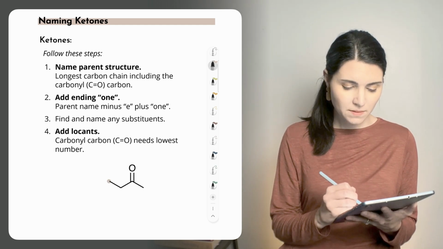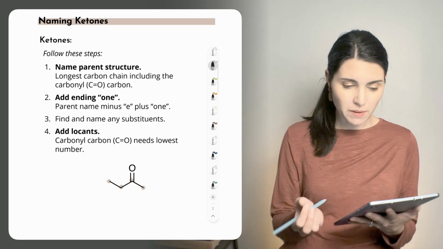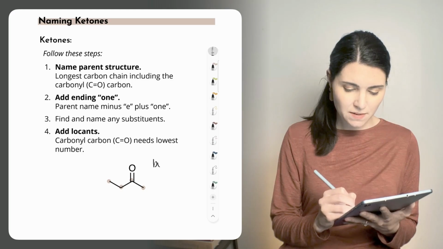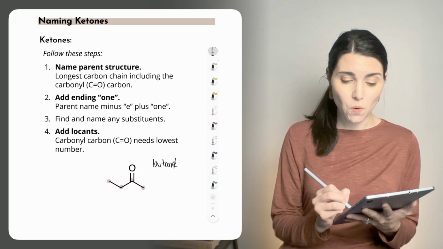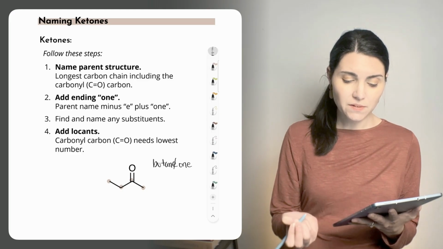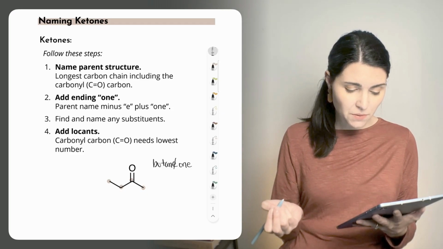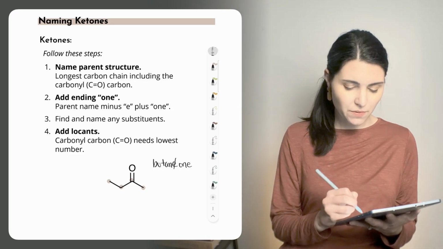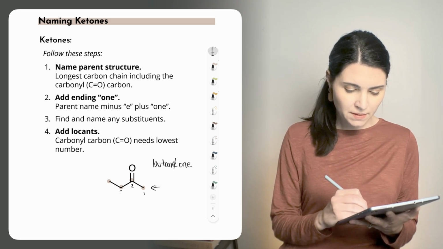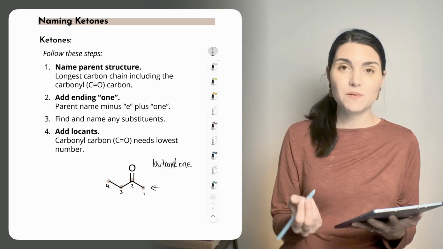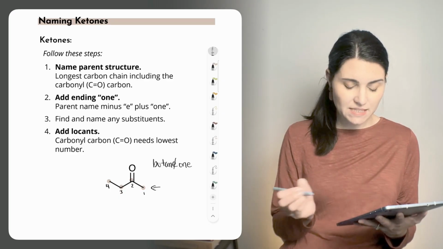It has 1, 2, 3, 4 carbons in the parent structure, including that carbonyl carbon. 4 carbons is a butane. We're going to drop the E and then add one. So that'll give us butanone. There are no other substituents on this molecule, and so we're just going to find our locant. So if we label the numbers this way, we'll get 1, 2, 3, 4. I think you can easily see that if you numbered the other way, the carbonyl would get 3, and 2 is better, so we'll just stick to this numbering.